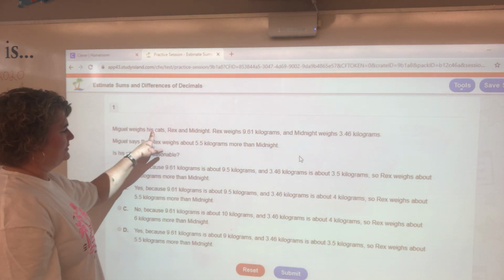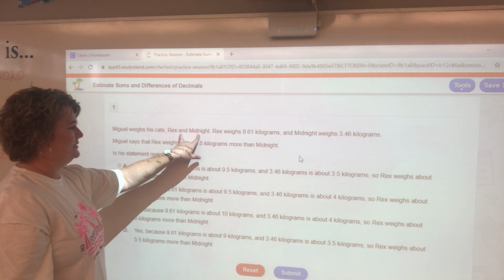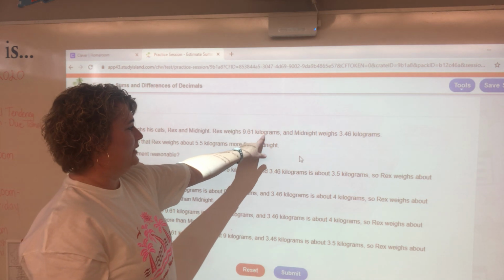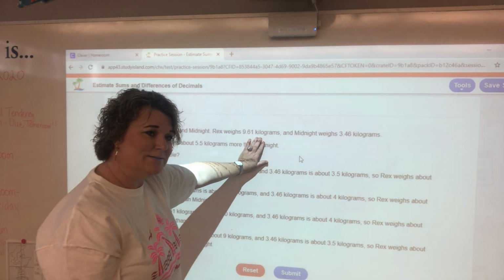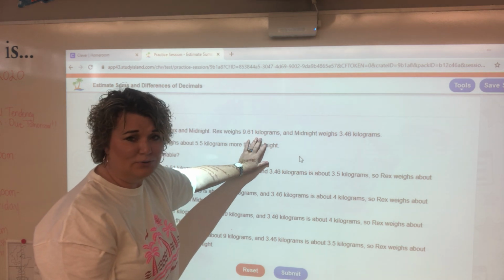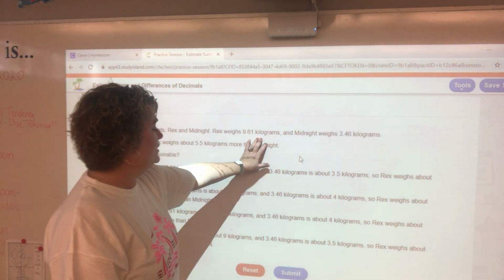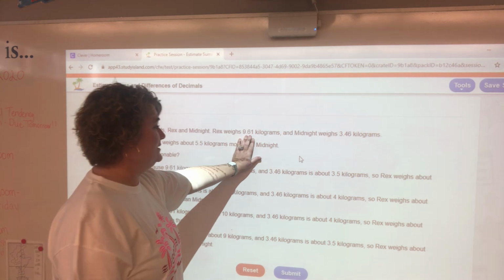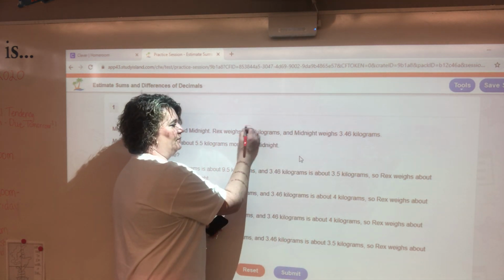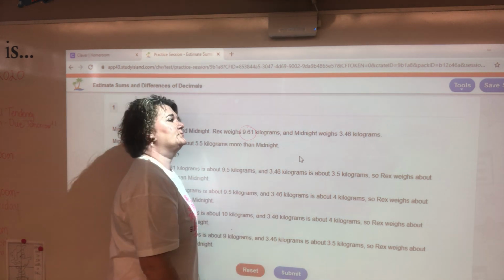Miguel weighs his cats, Rex and Midnight. Those are the 2 cats' names. The first cat weighs 9.61 kilograms. Now we're talking weight, but I'm going to be honest, and I've told you this many times before, if we're talking decimals, think of it like money. So that looks like $9.61. Now, I haven't even read the rest of this yet, but I will. Let's just start with that right there.